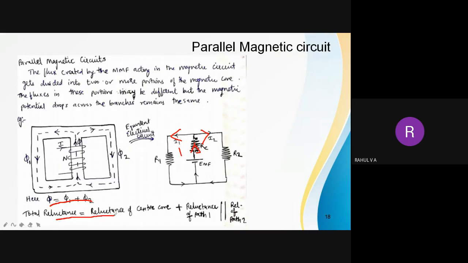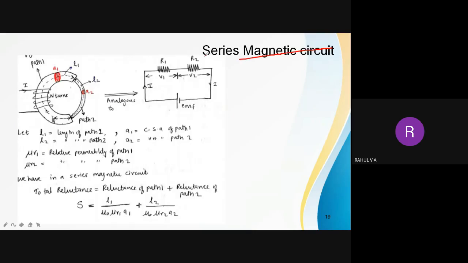Total reluctance is equal to the reluctance of the center core. So if this particular core has any reluctance, that also you have to add, plus the reluctance of path 1 parallel to the reluctance of path 2. The same formula, 1 by R is equal to 1 by R1 plus 1 by R2, 1 by S is equal to 1 by S1 plus 1 by S2. And now we'll go to the numerical session. Okay.